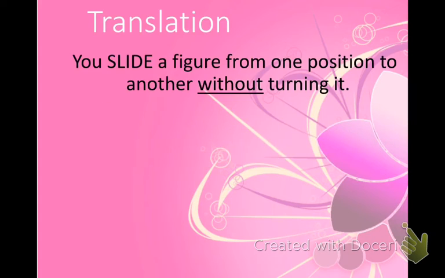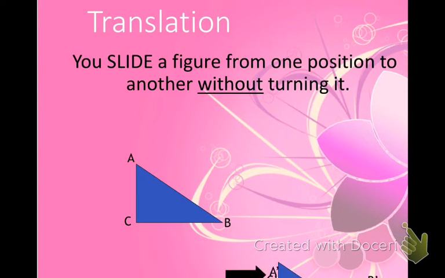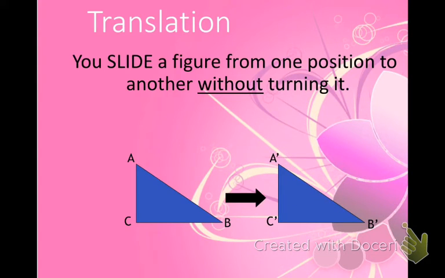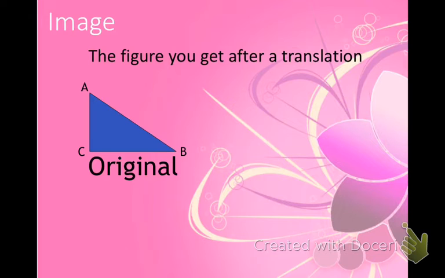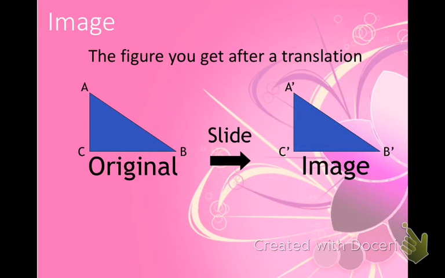Nothing changes, except that you change its position. So you slide a figure. You don't turn it, you don't make it bigger, you don't flip it, you just slide it. So like shape A, B, C becomes A prime, B prime, C prime. That is translated, because it just slid from the left side of the screen to the right side of the screen. So you have your original, your slide, you have your image.